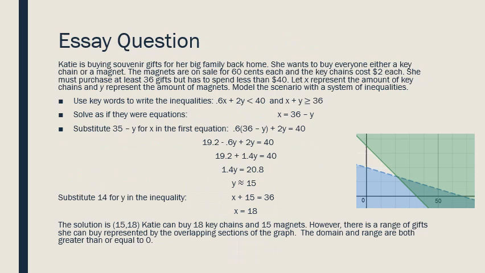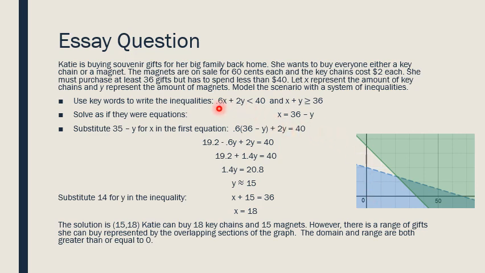2, 1 or something like that, he could buy 2 pizzas and 1 set of breadsticks and still be under $100. Here's another question from your test. Katie's buying souvenir gifts for her big family back home. She wants to buy everyone either a keychain or a magnet. The magnets are on sale for 60 cents each, and the keychains cost $2 each. She has to purchase at least 36 gifts, but she has to spend less than $40. Let x represent the number of keychains and y represent the number of magnets. Model a scenario with a system of inequalities.